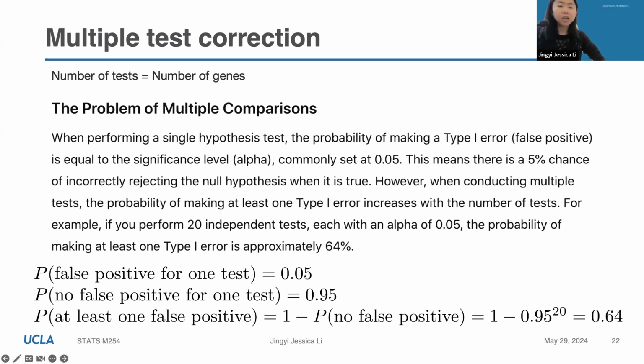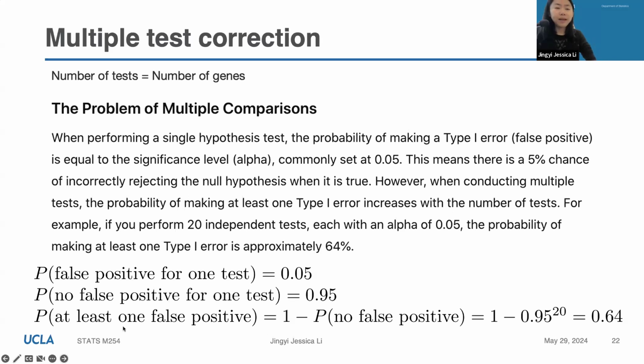However, when conducting multiple tests, the probability of making at least one type 1 error increases with the number of tests. So for example, if you perform 20 independent tests, each with an alpha of 0.05, the probability of making at least one type 1 error is no longer 0.05, but can be 0.64. It gets larger as you do more tests.